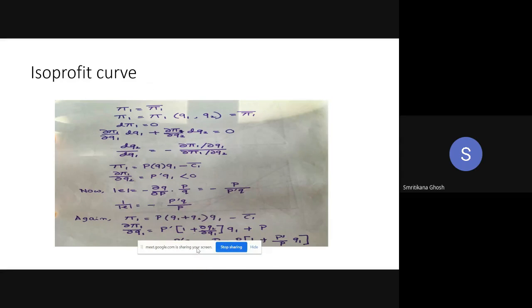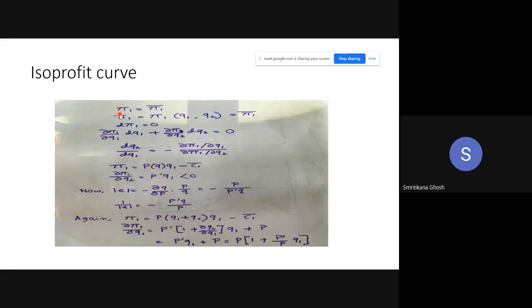So isoprofit curve, what is that? Iso means same, and profit you know. So the curve along which the profit is constant, the curve along which the profit is same, is called the isoprofit curve, just like the indifference curve, just like the isoquant. But the shape is not like the earlier curves. Anyway, so what is the definition?